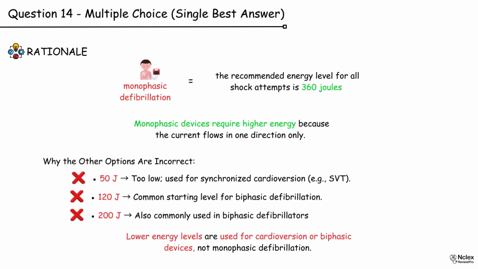Now let's eliminate the other options logically. 50 joules is too low. That energy level is typically used for synchronized cardioversion in certain supraventricular tachycardias. 120 joules is a common starting energy level for biphasic defibrillators. 200 joules is also commonly used for biphasic devices. Lower energy levels are associated with biphasic defibrillation or synchronized cardioversion, not monophasic defibrillation.